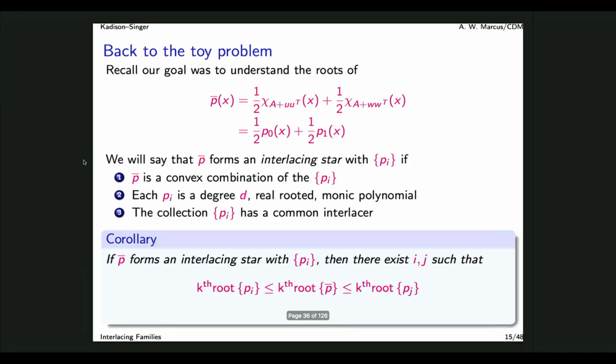Okay? And what is the corollary? Well, if the average P forms an interlacing star with the Pi, then there exists an i and a j such that the kth root of Pi is less than or equal to the kth root of the average, which is less than or equal to the kth root of Pj. So it's exactly just picking one interval of the D intervals that we have and using the lemma.